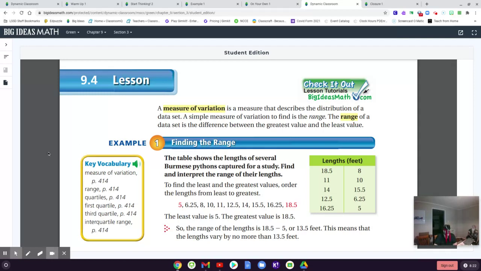The way you find the range, the same as the example we just did with the pythons, is you put the numbers in order from least to greatest to make it easier to see the largest number, and then subtract the smallest number. So the range is the greatest value minus the smallest value. That's how you find range. That tells you how spread out things are.